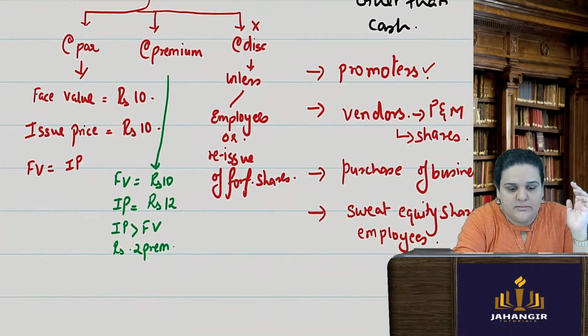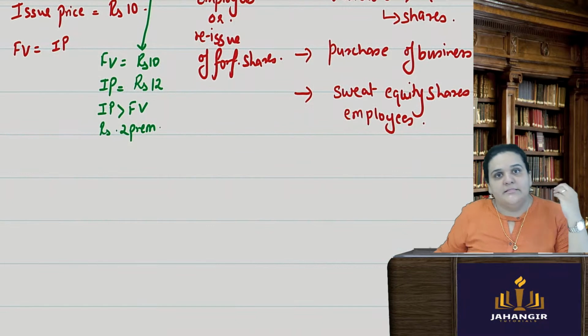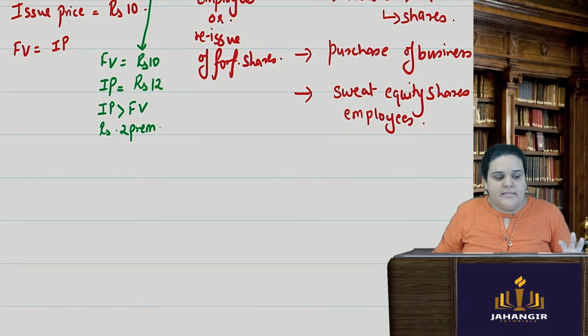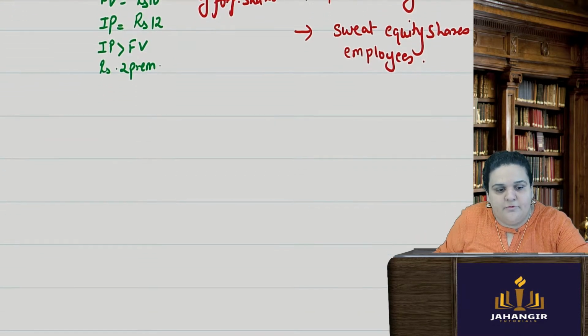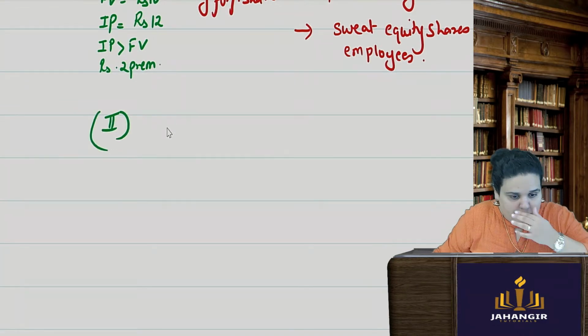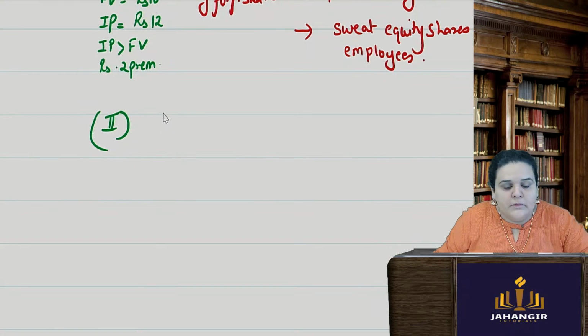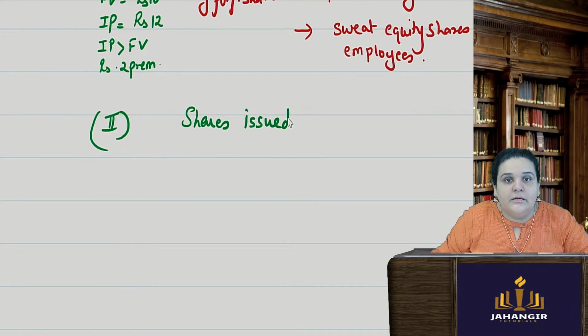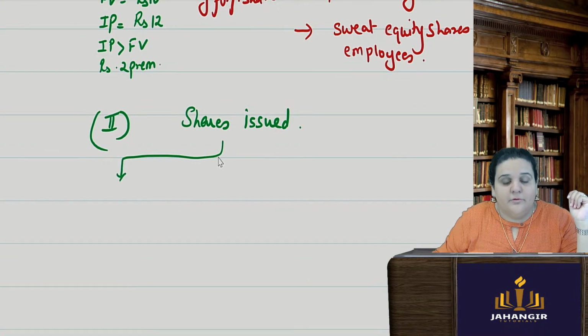Now coming to second. So what is a face value? What is an issue price? What is at par? What is at premium? All that we have to understand. Now there is a second thing. Whenever shares are issued, two things can happen, or I'll say more, not two things, three things can happen.